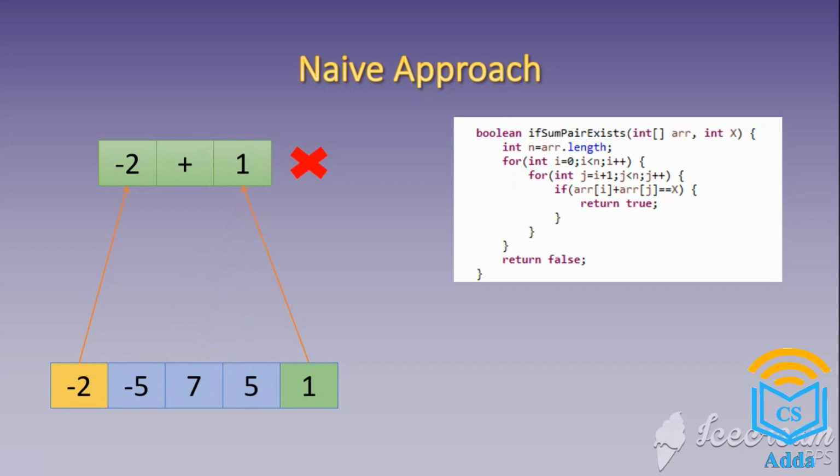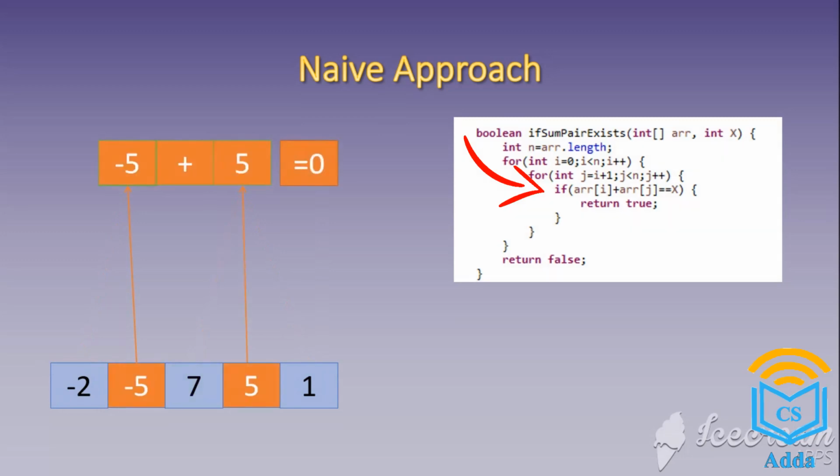Now since the array has ended, it will come out of the inner loop and increment the index value of the outer loop and try to pair the second element with every other element next to it. -5 plus 7 is not equal to 0, so the index value increases by 1. Now, -5 plus 5 equals 0. Finally, a match is found, so it returns true.